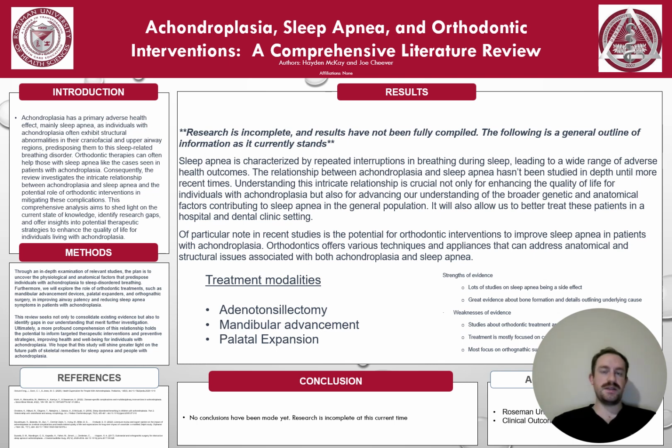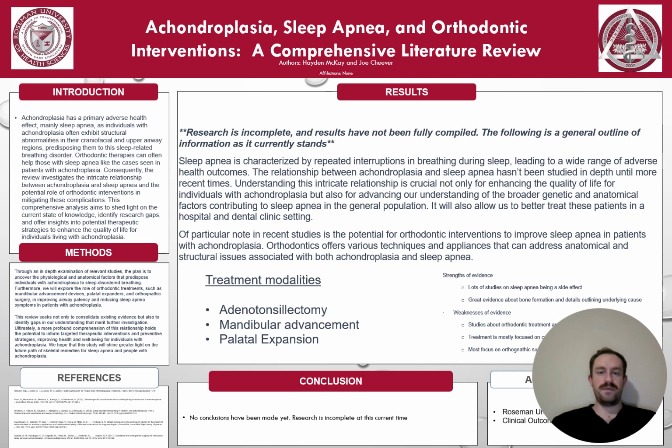Again, like I said, our poster is not really complete because our research isn't complete, but we've included everything here that we've done so far, and we're trying to be thorough. I hope by next year to have a great poster to present to you on these orthodontic interventions.